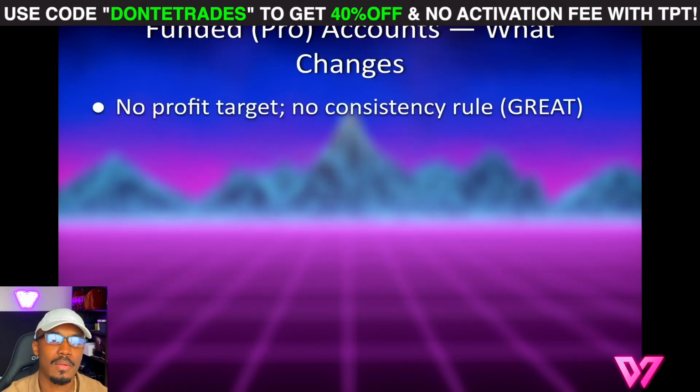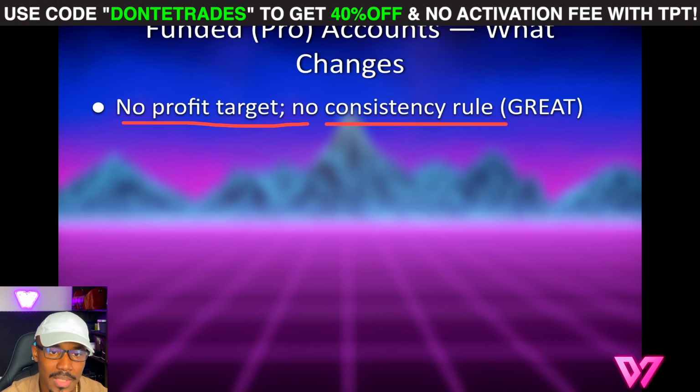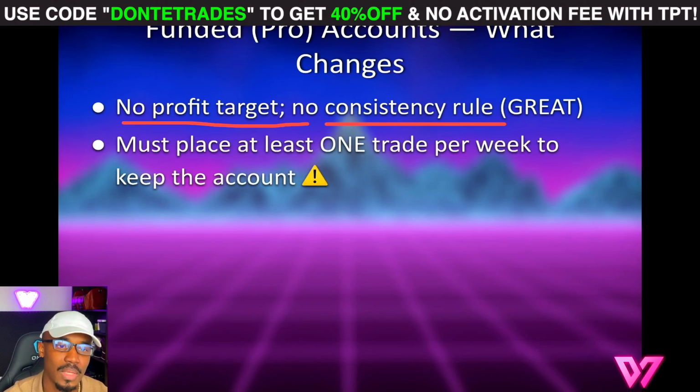So funded pro accounts and what changes. What changes in the funded pro account is you have no profit target, no consistency rule. So this is really, really great, right? Once you pass, you can literally take a payout on the first day if you want to. So say for example, if you pass a 50K account and then the first day you make $3,000, you can literally take that money out, anything above the buffer, the first day, right? So no profit target, no consistency rule. This is really, really great.